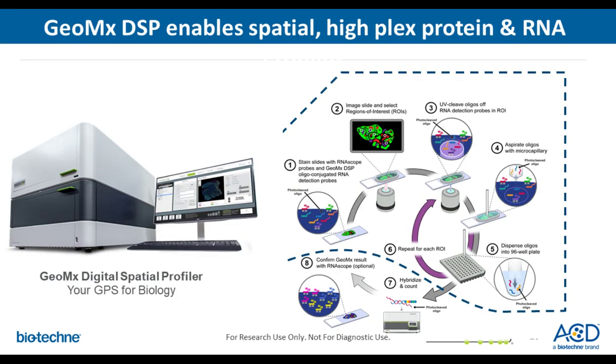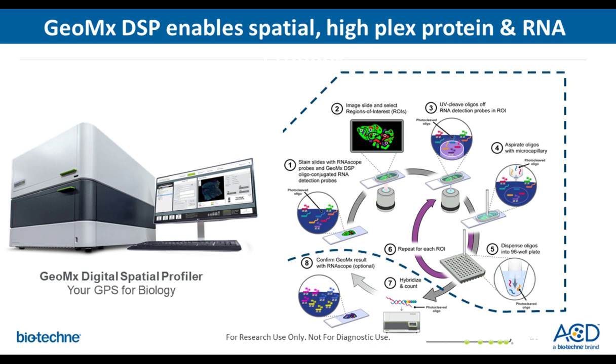So on the left is the GeoMix platform itself. It is a 4-channel fluorescent microscope. So the slides are inserted into the system. It then images it for whatever channels you're using. You then use that image to define regions of interest throughout the tissue. Once that's done, the system shines the UV light only on those regions of interest, one at a time.